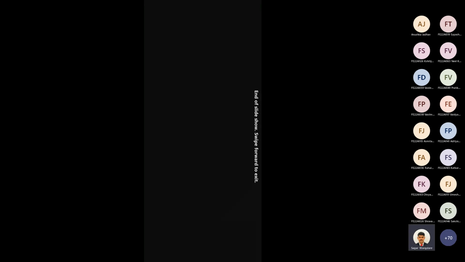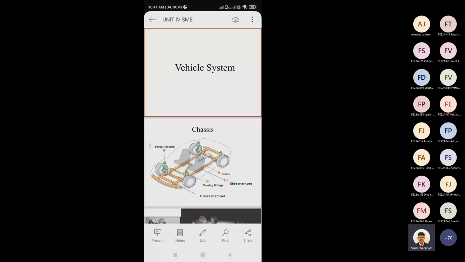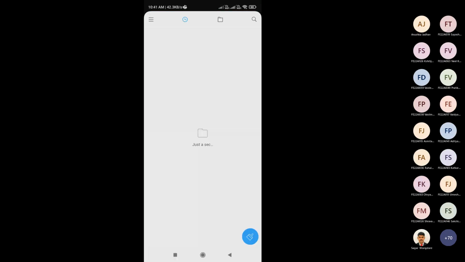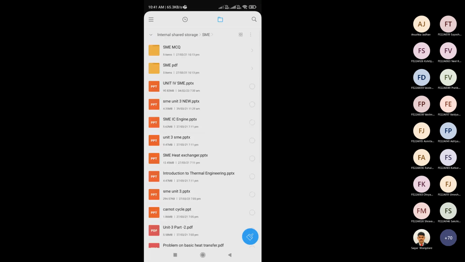Yes. Now for differential, which figure you need to draw, that I will show you. Screen is visible, na? Yes, sir. Okay.